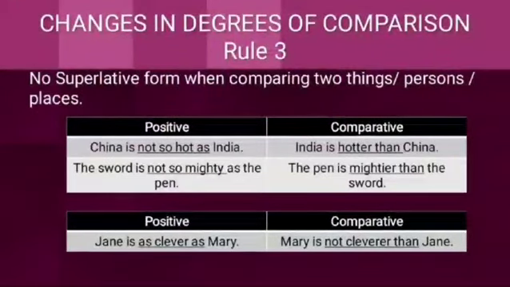Then rule 3, we have to use not so as to show the subject has a lesser degree of the quality when compared to the other subject. Example, China is not so hard as India. Then while changing the positive to comparative, you have to replace not so as with more than for direct comparison. For example, India is hotter than China. And for this particular rule, there is no need to use the superlative degree.